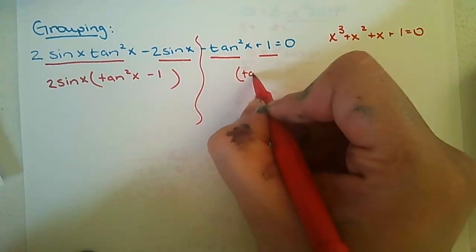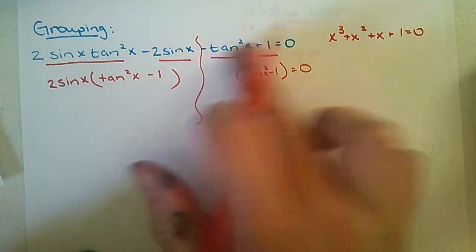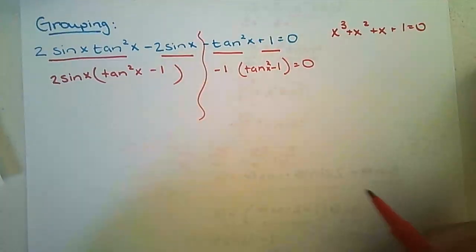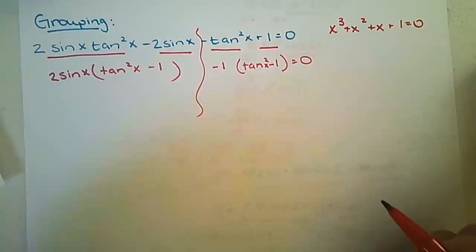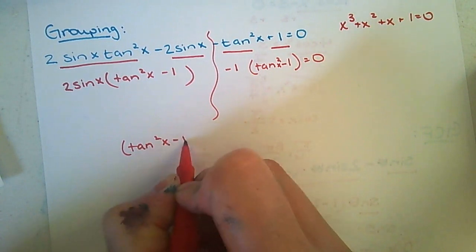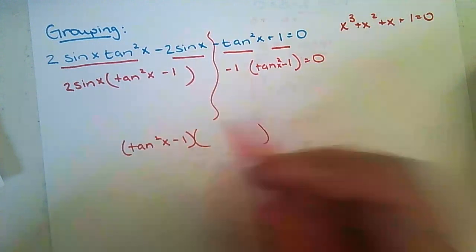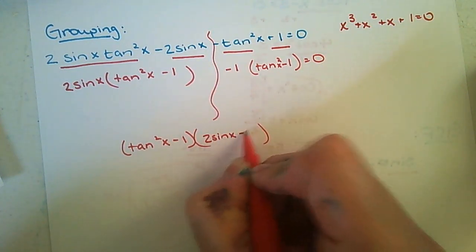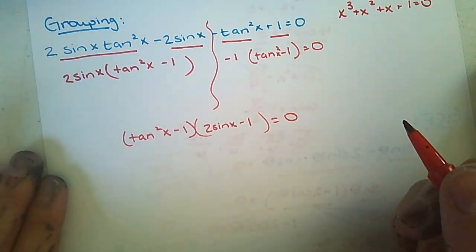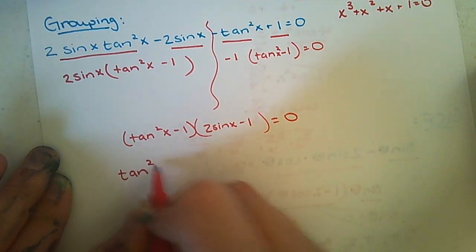And then I need to get tangent squared minus 1 over here. So it looks like I just need those signs to flip, so I'm going to go ahead and take a GCF of -1 out. So now my two factors, I have a tangent squared -1, and if I put these two together, I will have a 2 sine -1 as well. All right, let's go ahead and set each of these pieces equal to 0 and solve then.